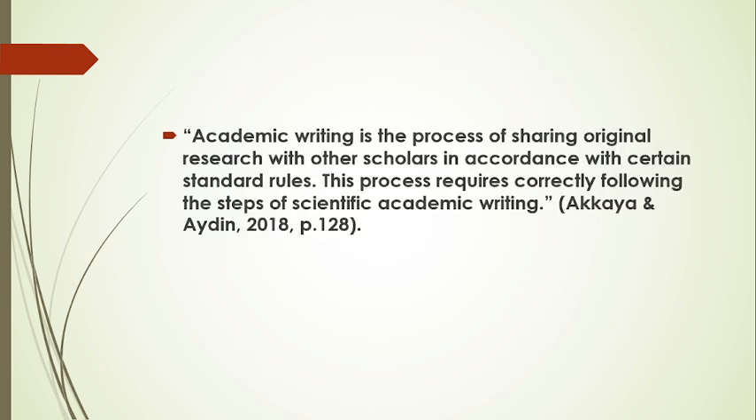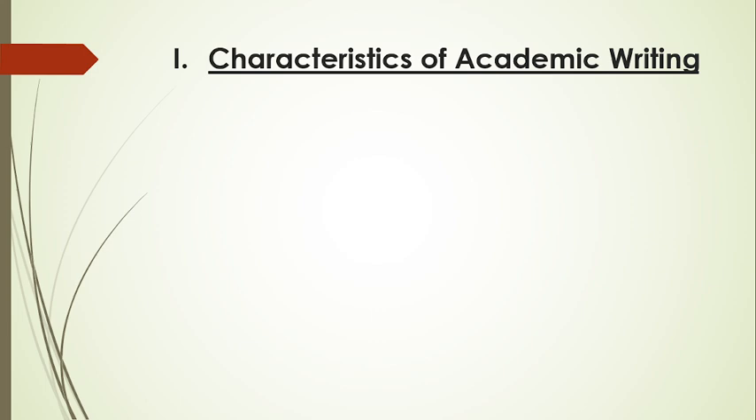Akaya and Aiden said academic writing is the process of sharing original research with other scholars in accordance with certain standard rules. This process requires correctly following the steps of scientific academic writing. The first part is about characteristics of academic writing.